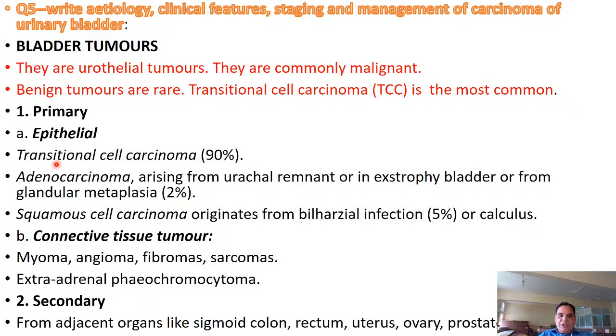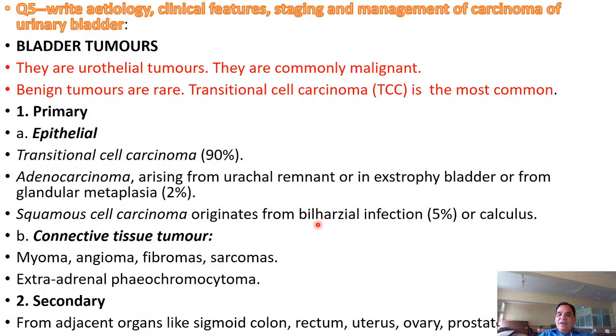So what is this TCC? It is an epithelial tumor which is 90% common. Second is adenocarcinoma, arising from urachal remnant or in extrophy of the bladder. This is unfortunate. Ectopia vesicae, the condition which occurs because of failure of fusion of the anterior wall, is more common for undergoing malignant change. Then squamous cell carcinoma, this is also common.